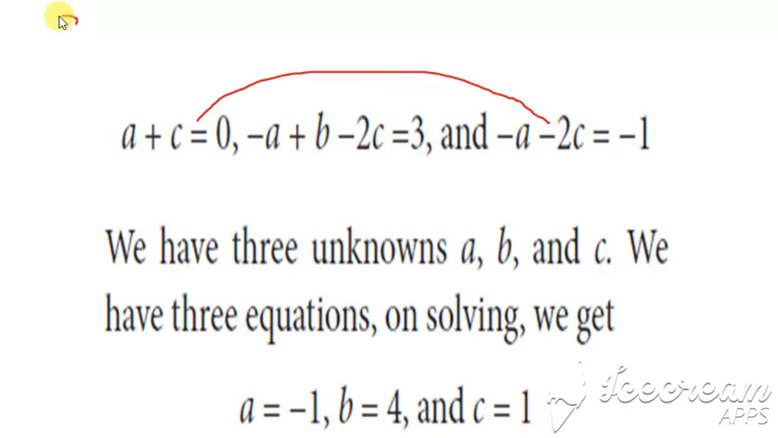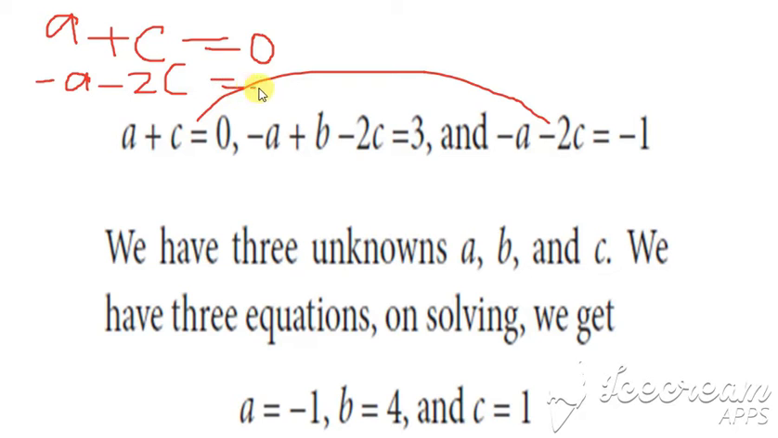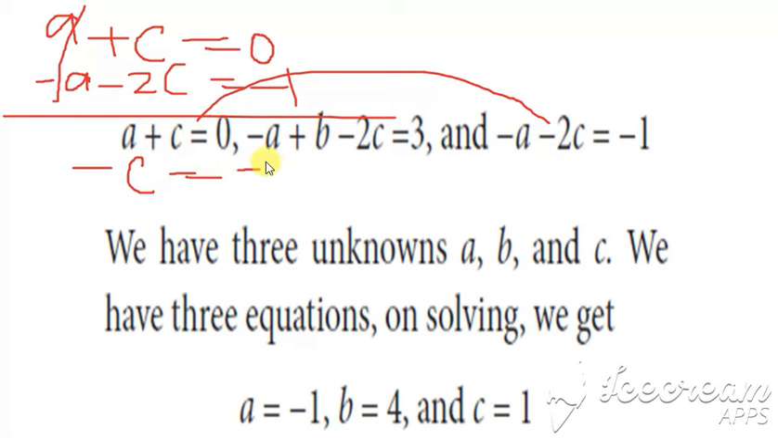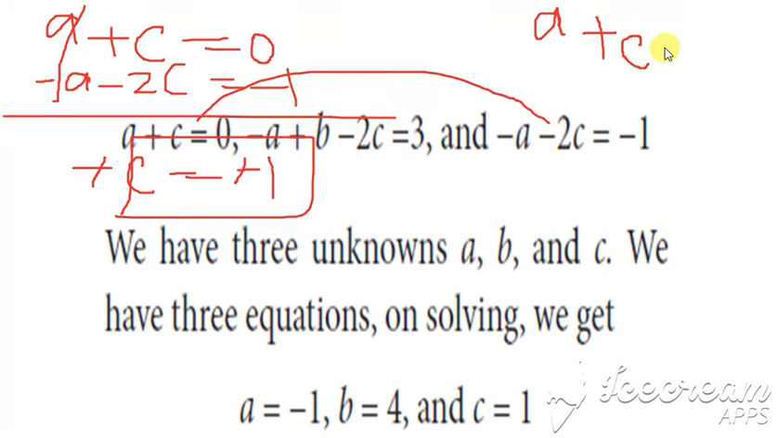Take the first and the third equation. The first equation is a plus c equal to 0. The third equation is minus a minus 2c equal to minus 1. Now plus a and minus a get cancelled. Minus 2 plus 1 gives minus c, which is equal to minus 1. So c is equal to 1. Substitute c equal to 1 in the first equation: a plus 1 equal to 0, so a is equal to minus 1.